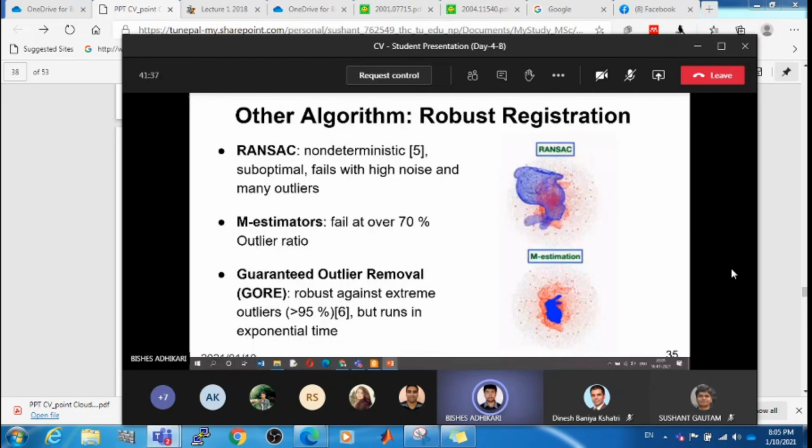It is not really very effective in estimating multiple fits either, as the number of required sample points increases with the number of multiple lines involved and, of course, multiple hypotheses. Therefore, RANSAC fails with a large amount of noise and a high percentage of outliers, such as over 95%. Another approach, called M-estimators, fails at over 70% of outliers, whereas the guaranteed outlier removal, GORE, is robust against over 95% of outliers, but just like in RANSAC, the time required for the registration process increases exponentially with the increase in outlier rates in GORE also.